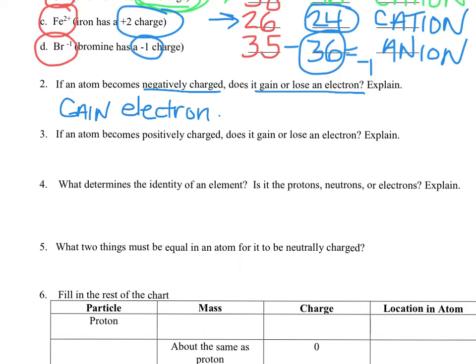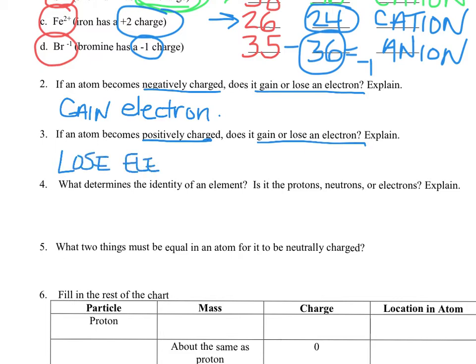But the reason, when you gain electrons, you gain negative charge. So now you have more electrons than protons, so it becomes negative overall. Go ahead and write that down in your own words. For question number 3, if an atom becomes positively charged, does it gain or lose an electron? If it's going to be positively charged, you have to lose an electron.